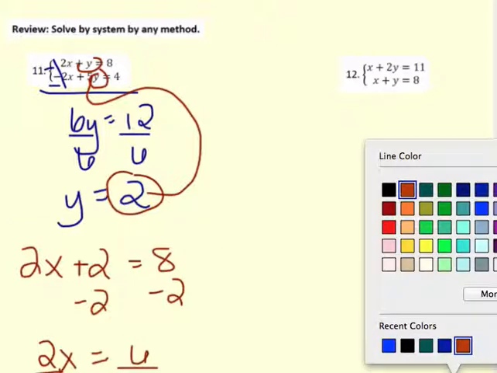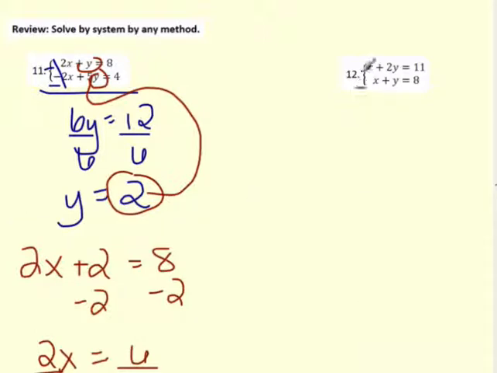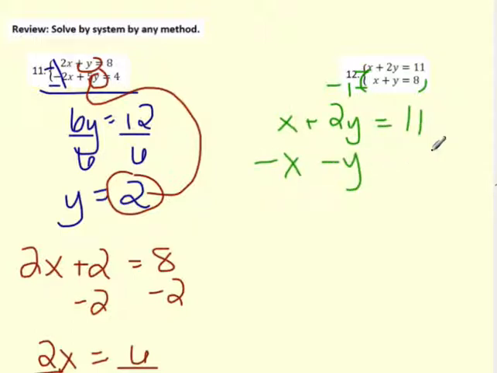Since this is already in standard form, I'm going to use elimination again. I see that my x's have the same coefficient, but they don't have opposite signs. So I'm going to take this bottom one and multiply it by negative 1. So I have x plus 2y is equal to 11. Now I'm changing that second equation, and I'm going to change every sign in that second equation.